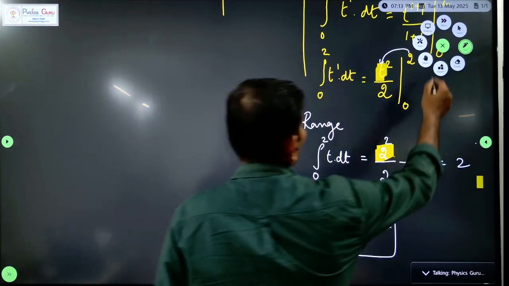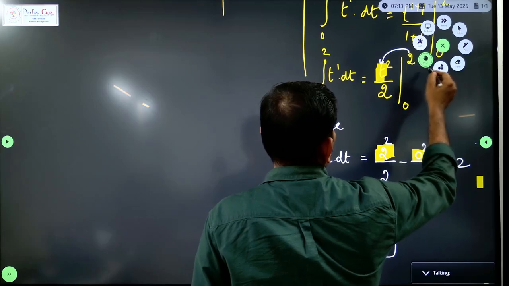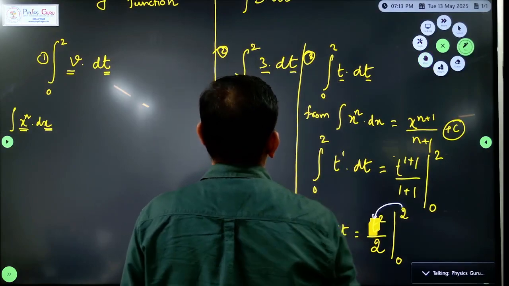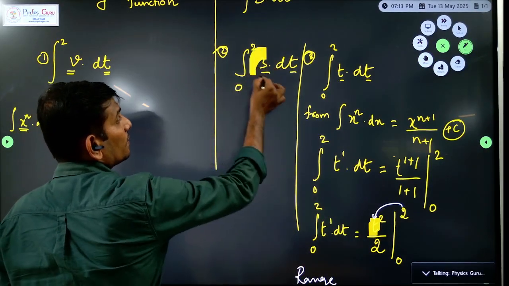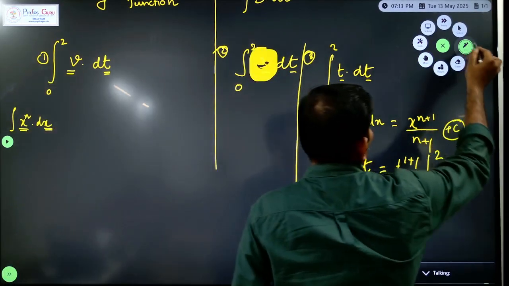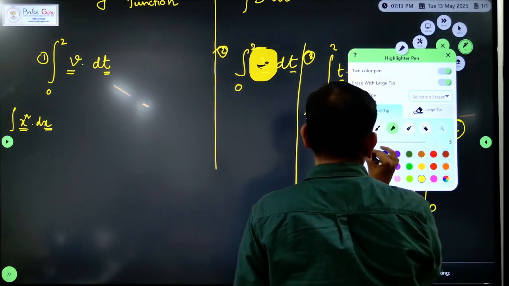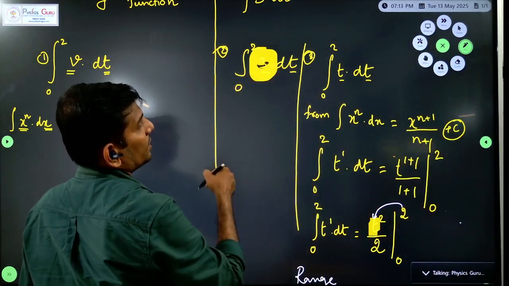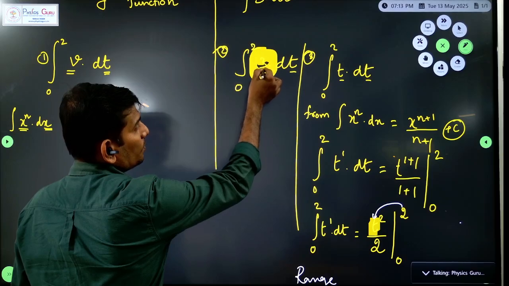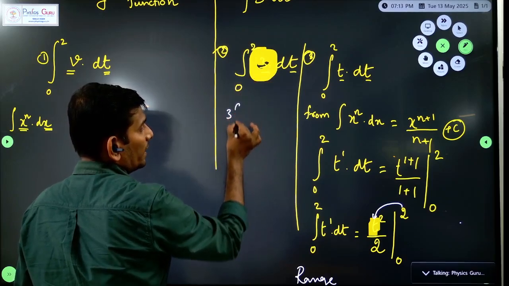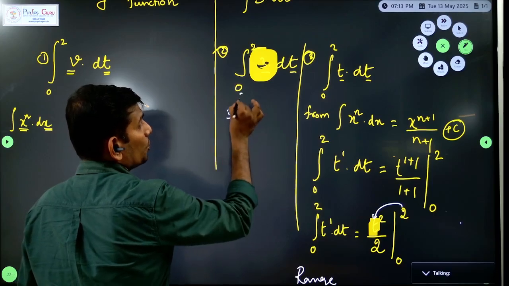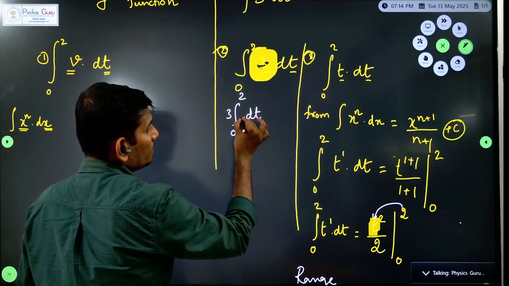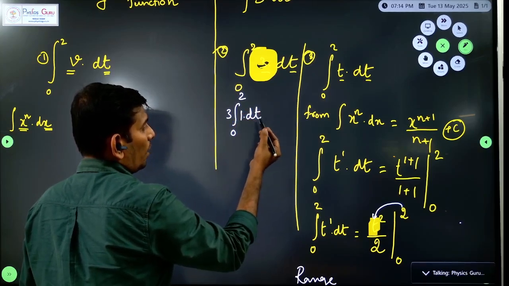Now let's come here, the second part. Here we have the constant. So when the constant is present, the constant comes outside. Integral 0 to 2 dot dt. So here I can just take this as 1 dot dt or something.